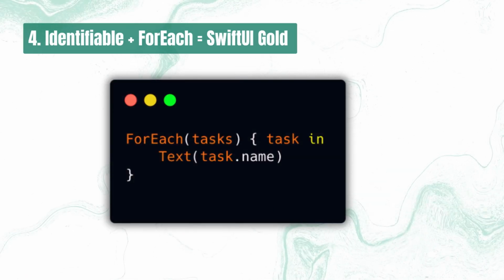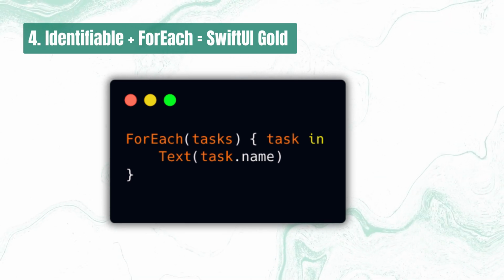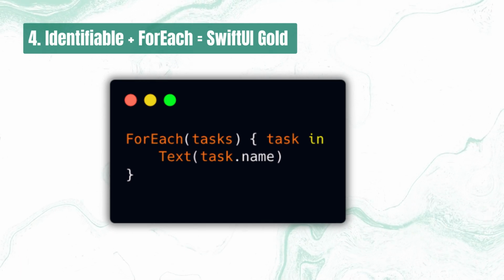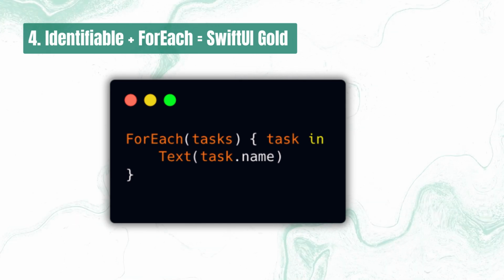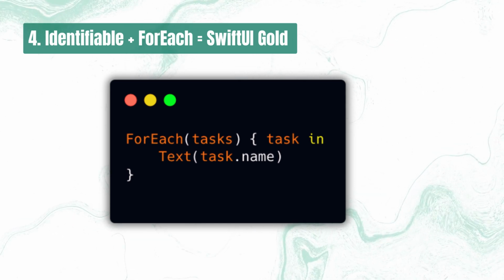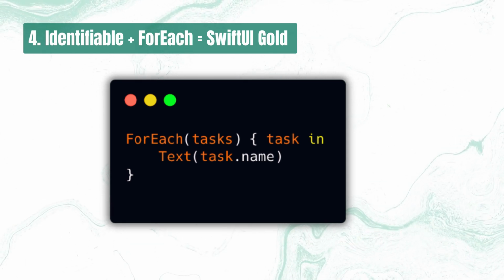Identifiable plus ForEach is SwiftUI gold. This is why Identifiable exists. In SwiftUI, List, ForEach, Picker, and friends need it to know how to diff your items. No need to pass an ID explicitly. SwiftUI automatically pulls ID from the protocol. That's the magic handshake.